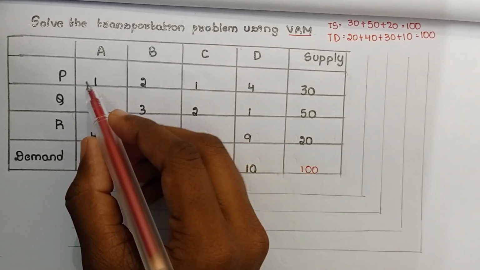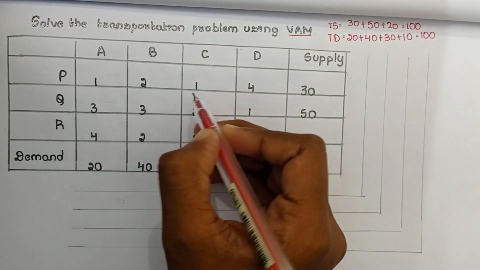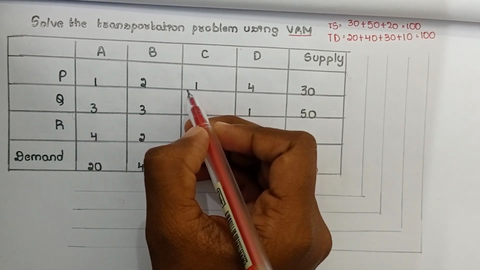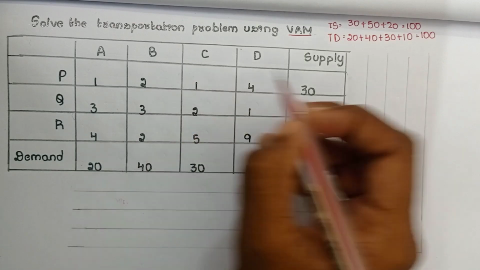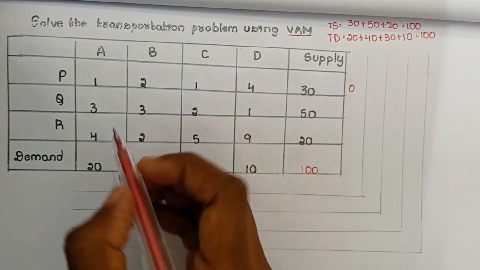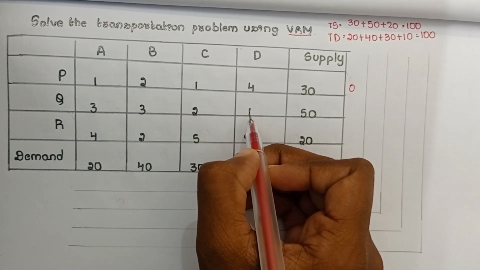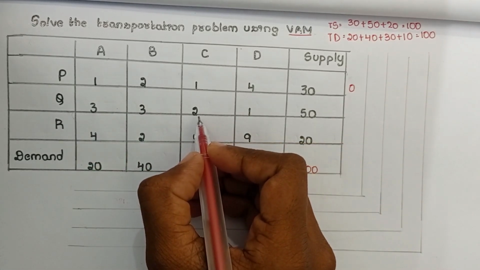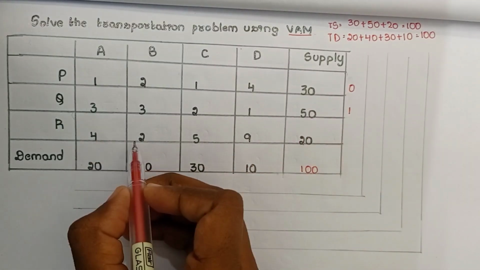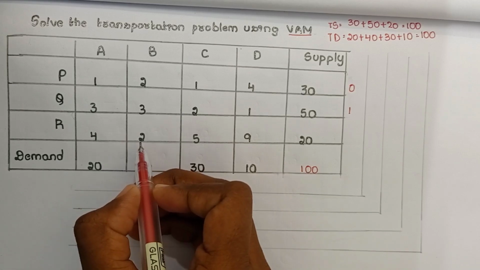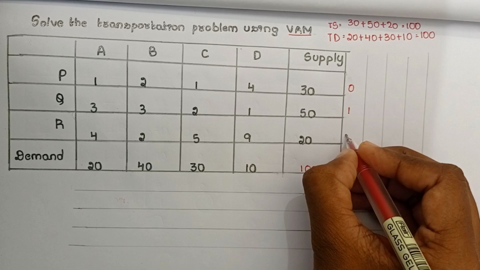Okay, so first let's take this row. In this row, the first least value is 1 and also 1. So we have to see the difference between 1 and 1. 1 minus 1 is 0. Next, the least value among 3, 3, 2, 1 is 1, and the second least value is 2. So 2 minus 1 is 1. Next, 4, 3, 5, 9. In this, the least value is 2 and the second least value is 4. So 4 minus 2 is 2.